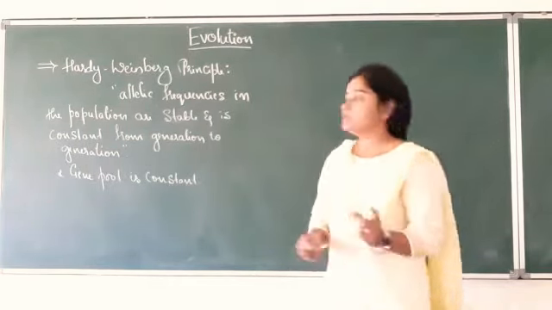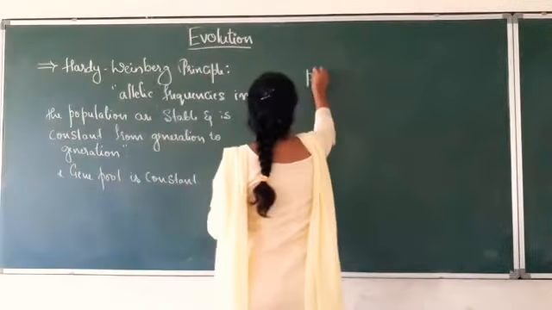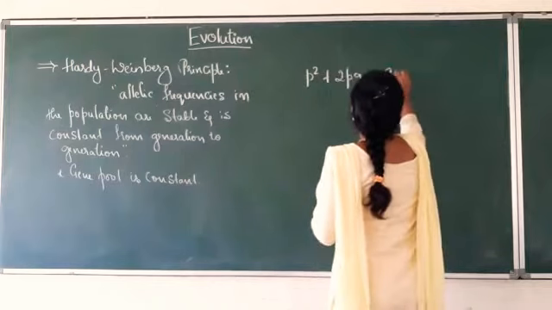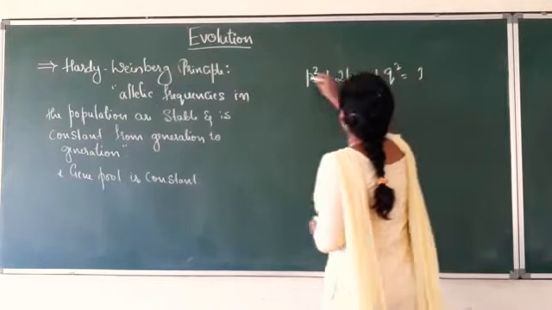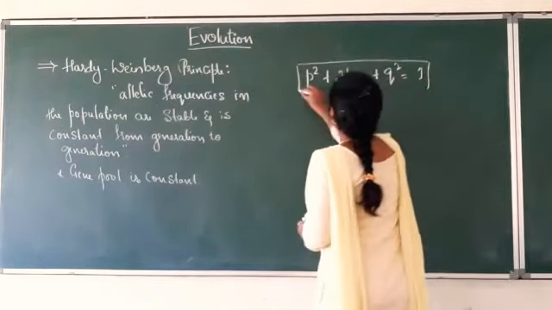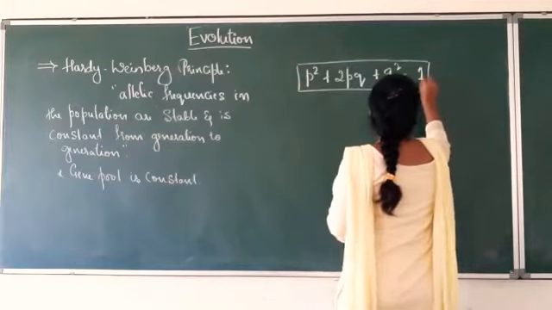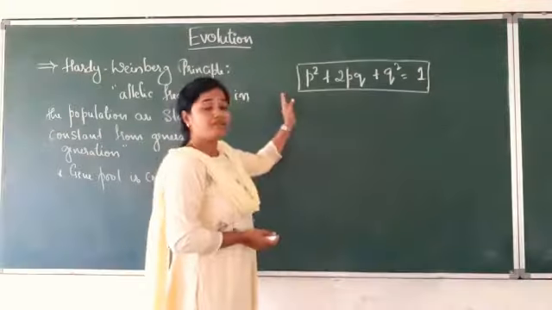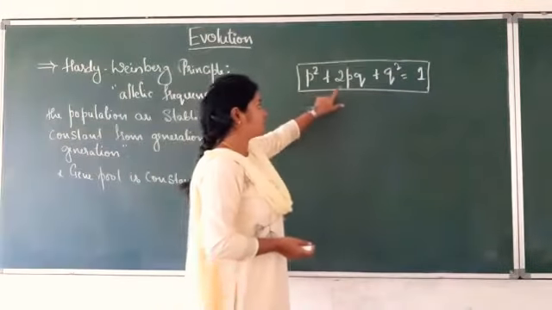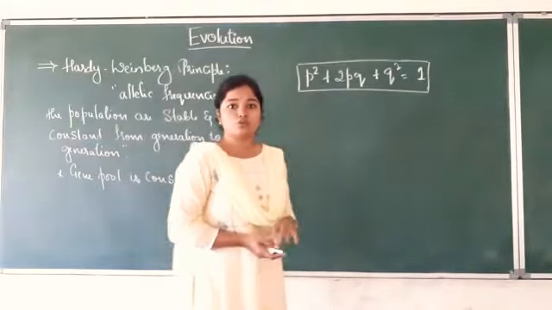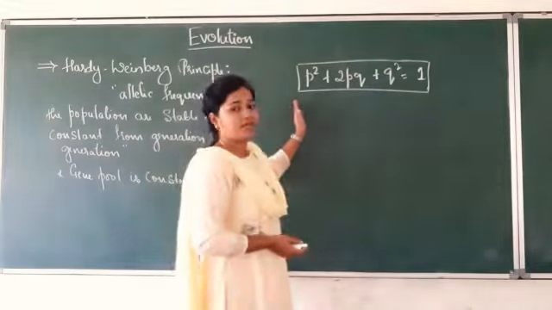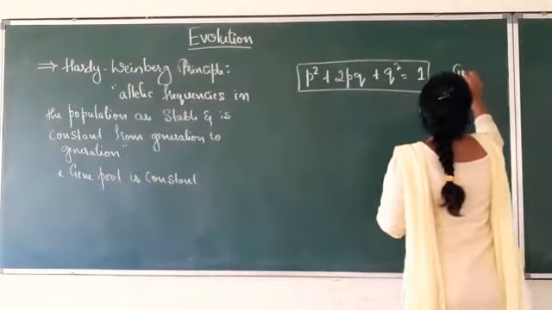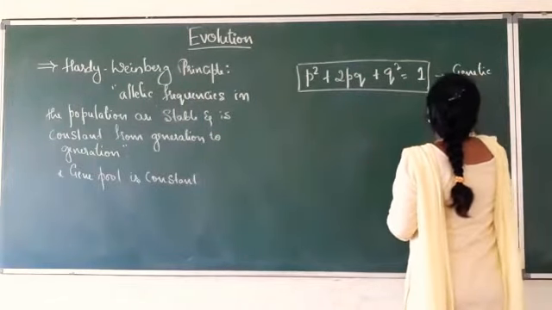So to understand this Hardy-Weinberg principle better, he has also given an equation which is called the Hardy-Weinberg equation. So the equation is p square plus 2pq plus q square equals 1. So Hardy-Weinberg's equation is p square plus 2pq plus q square equals 1. This is going to indicate the genetic equilibrium. So this is called genetic equilibrium.